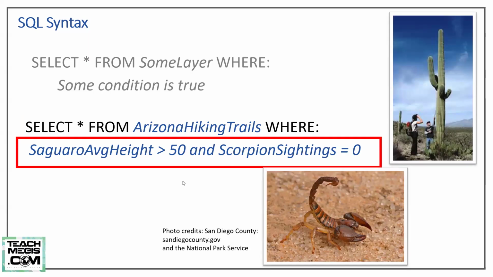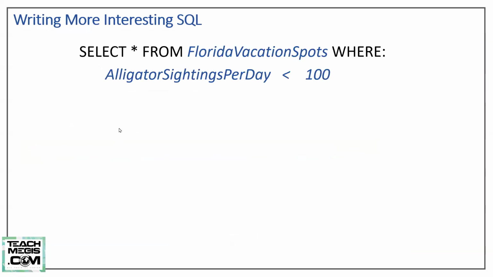So that's the structure of a basic SQL statement. If you're writing Python, you're going to call SQL, pass a SQL statement over to retrieve some data. You're going to need to put the entire select statement in there, depending on the Python functions that you use, really. But you can write more interesting SQL, because if you say select star from Florida vacation spots where alligator sightings per day is less than 100, select all these columns from this layer where this condition is true.